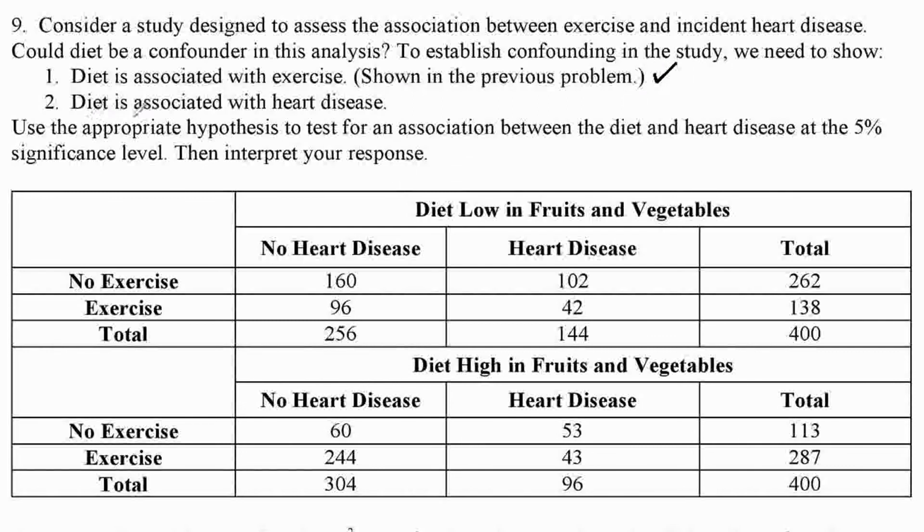But then, is diet associated with heart disease? So is this additional variable associated with the outcome? We showed it's associated with the original risk factor that we were looking at, which was exercise. So is it also associated with the outcome of heart disease? So they ask us to use the appropriate hypothesis test for association between diet and heart disease. That is going to be another chi-squared test.